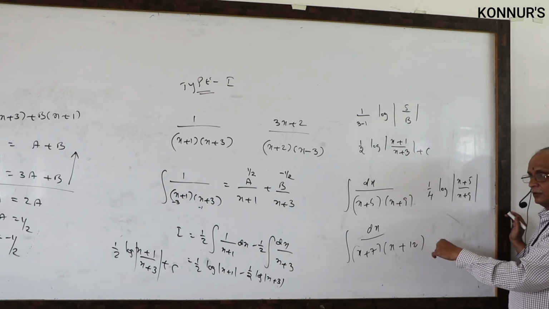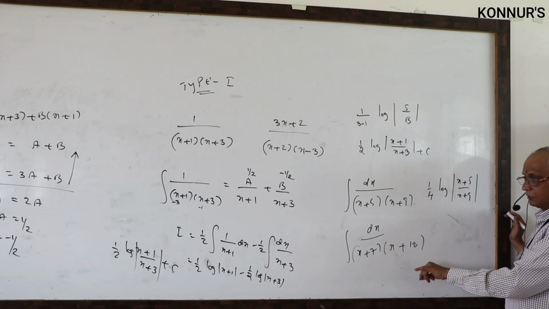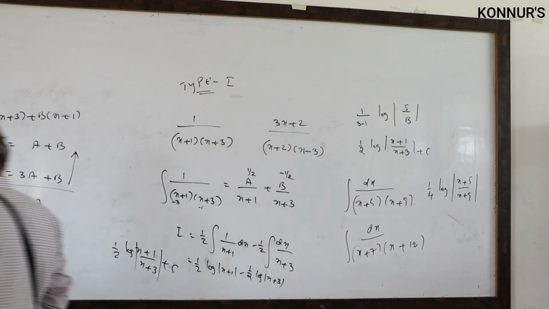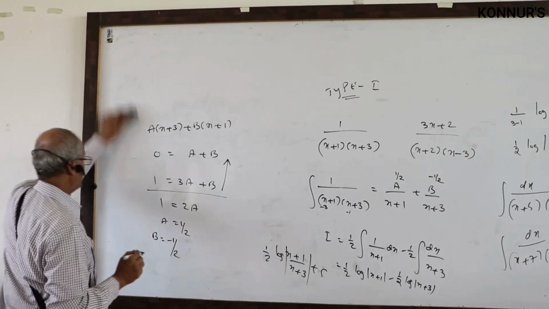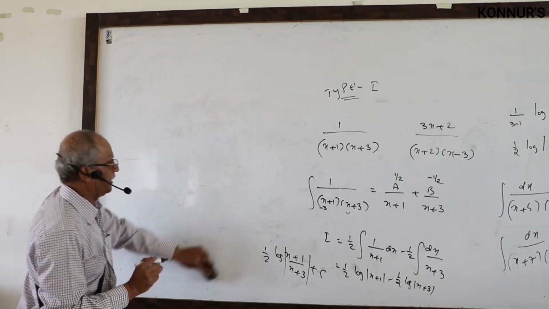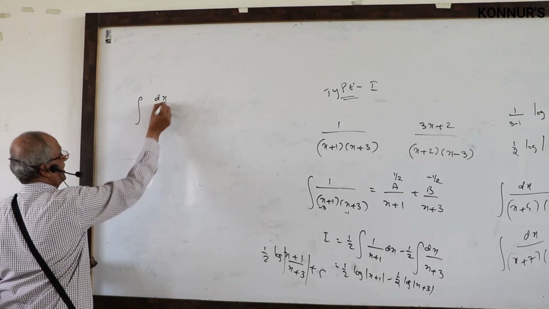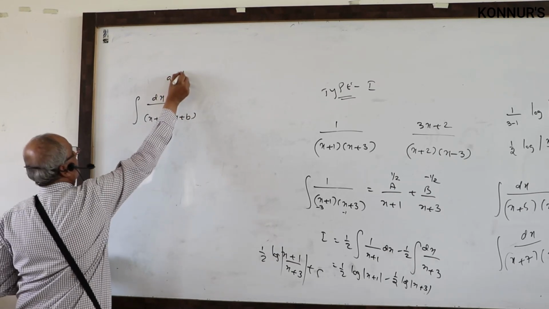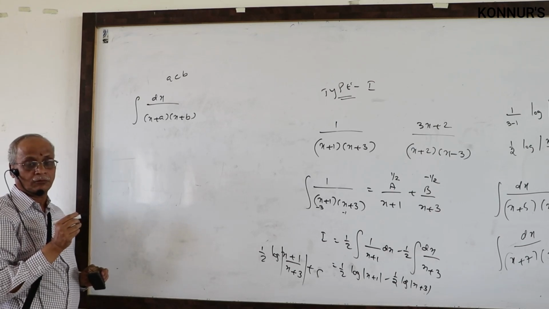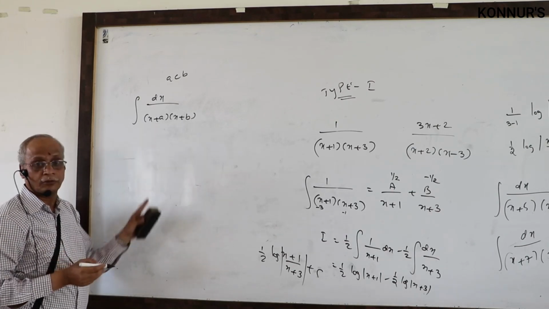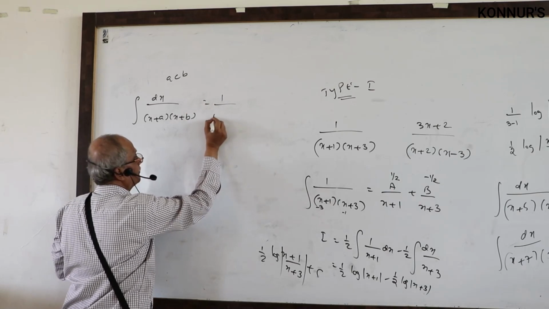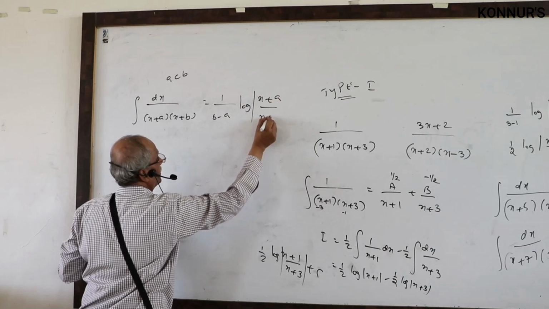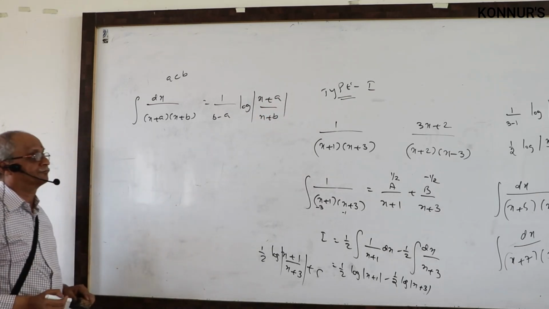For simplicity, one formula I will tell you. In the case of two linear factors, now you see the formula. What is that formula if I write? To understand only. Whenever there are two different linear factors, x plus a, x plus b, assume that a is less than b. Understand? Small, big. Then how to write the answer? 1 by b minus a log of x plus a by x plus b. Finish?